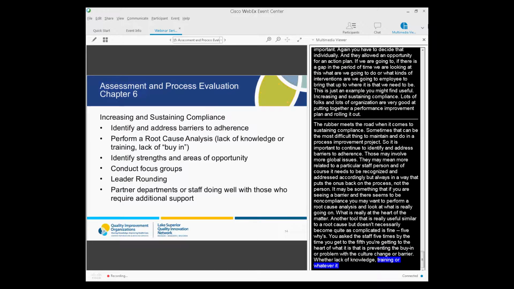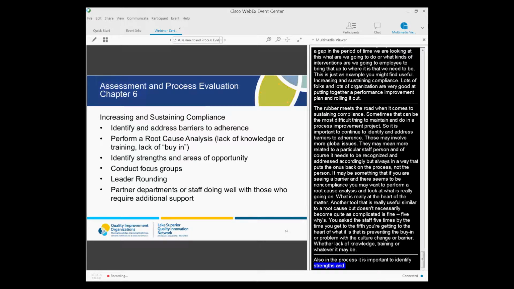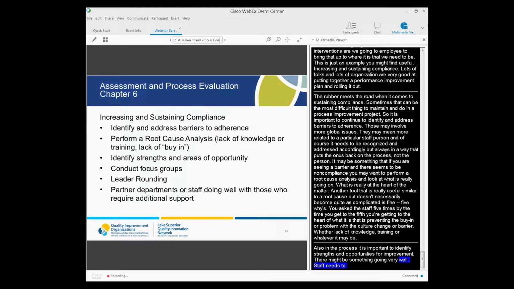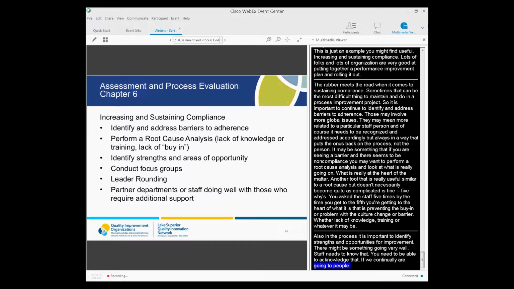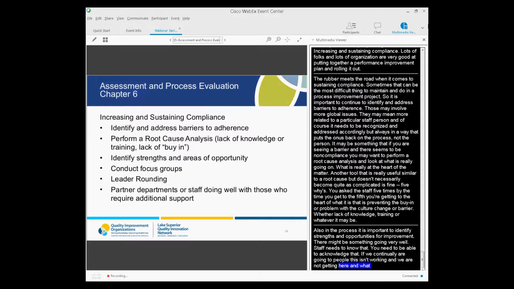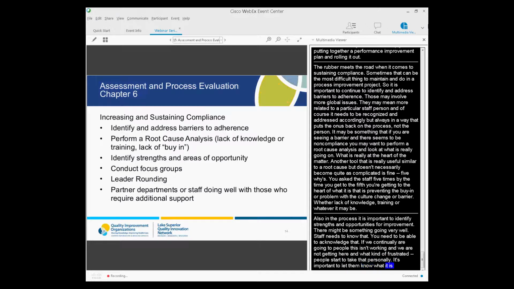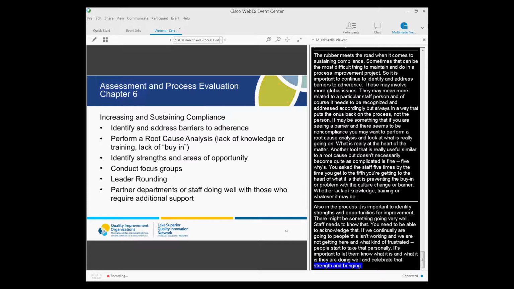Also in this process, it's important to identify strengths and opportunities for improvement. There might be something that's going very well, and your staff need to know that, and you need to be able to acknowledge that. If we continually go to people and say, well, this isn't working and we're not getting there, with a frustrated tone, people start to take that personally. So it's important to let them know what they're doing really well and celebrate that strength, and then to bring in their ideas and opportunities for how you might get past whatever this barrier is.